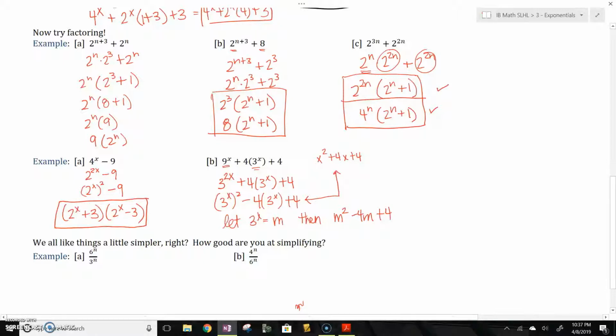Then that's easy to factor, right? That's just m minus 2, m minus 2. Therefore, if I take the m out and put 3 to the x back in, I get 3 to the x minus 2 and 3 to the x minus 2, or 3 to the x minus 2 squared. What? That was crazy, right?